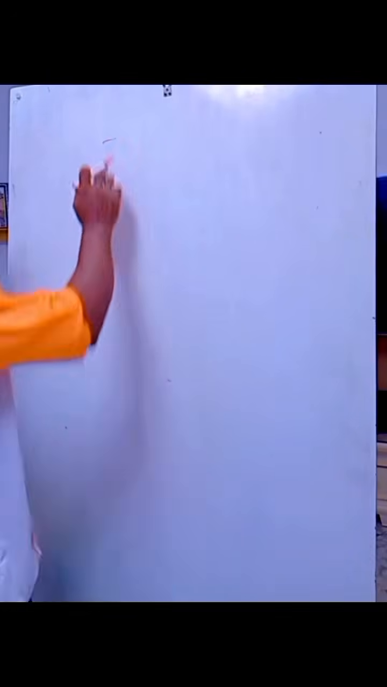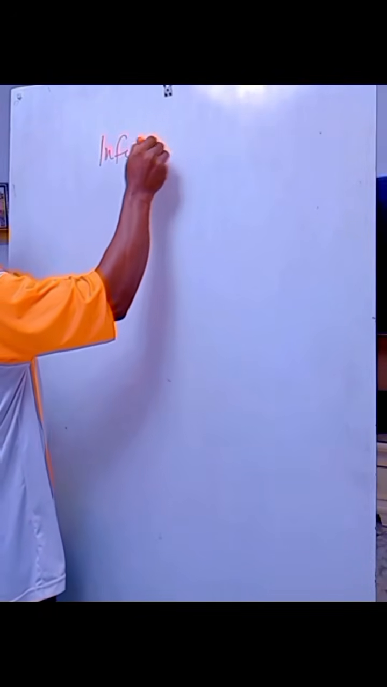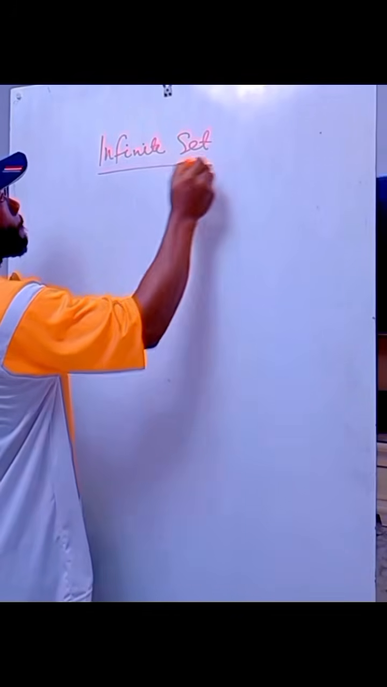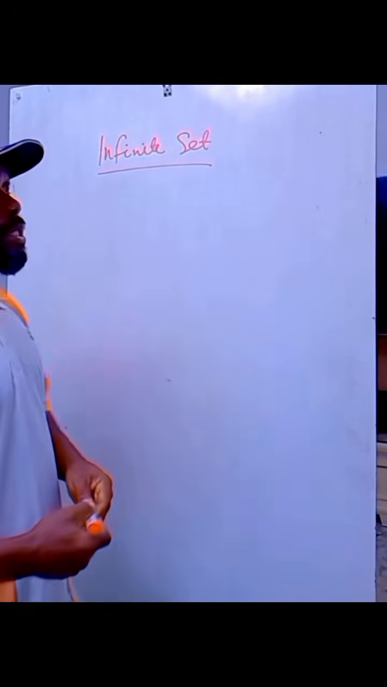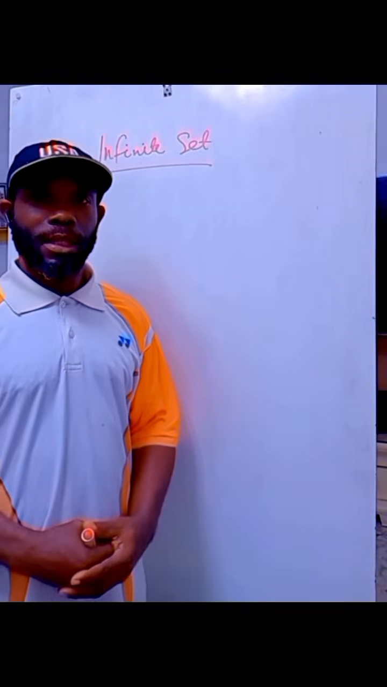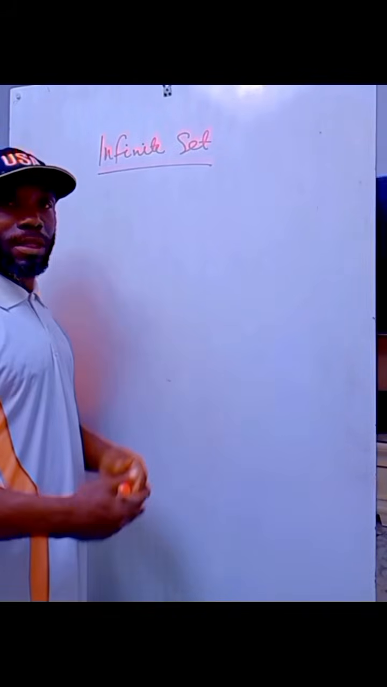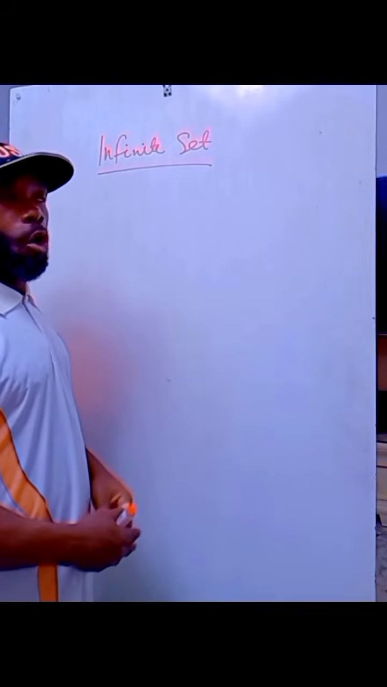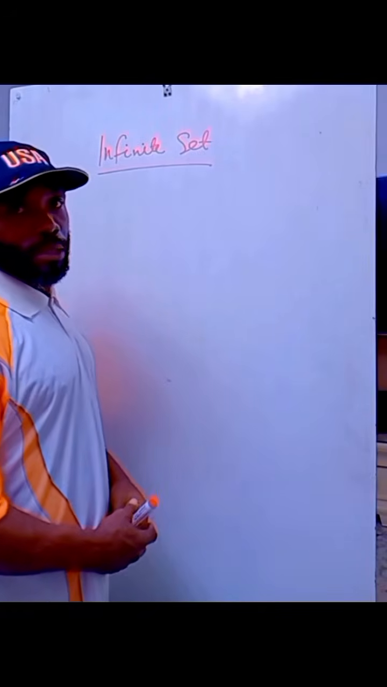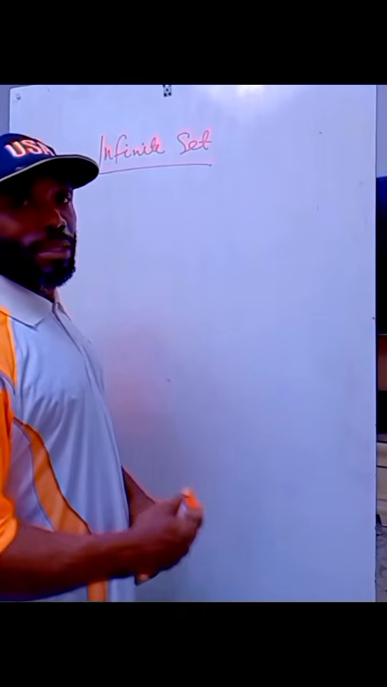Infinite set. Now, this is a set whose element is uncountable. The number of elements inside the set is uncountable. So that type of set is referred to as infinite set. Or there is no end to the number of elements in the set. So such a set is referred to as an infinite set.